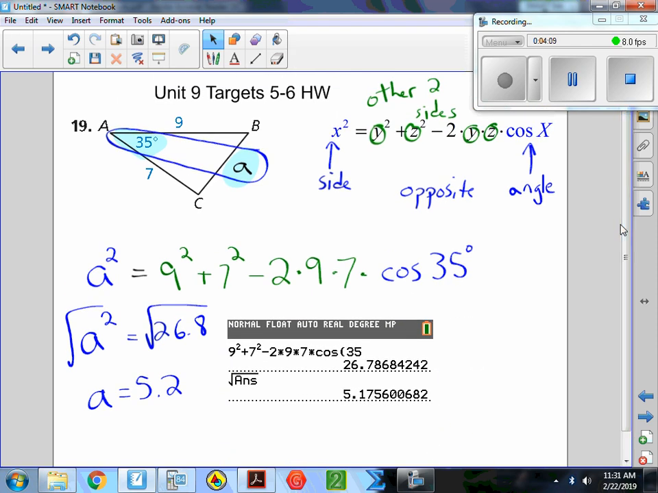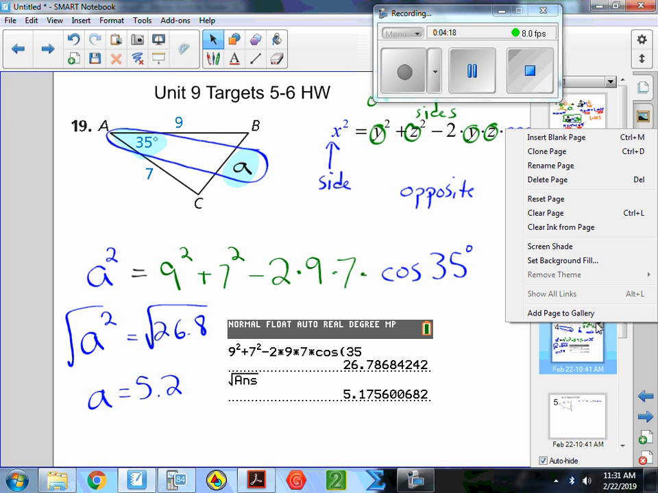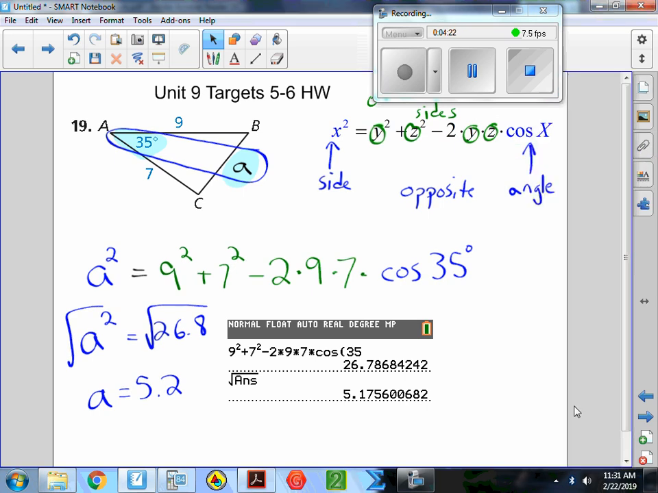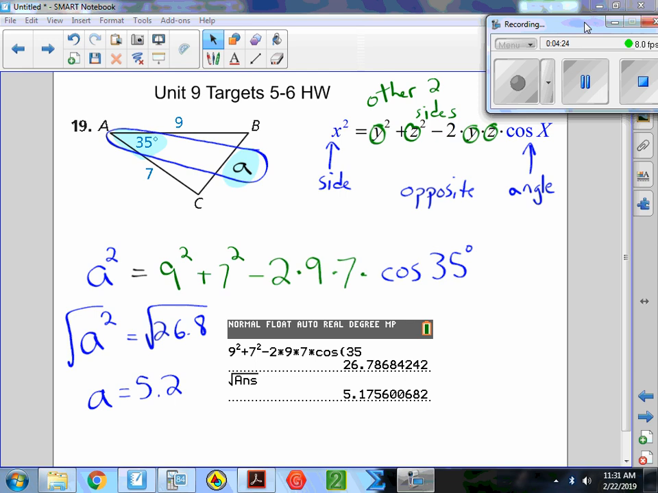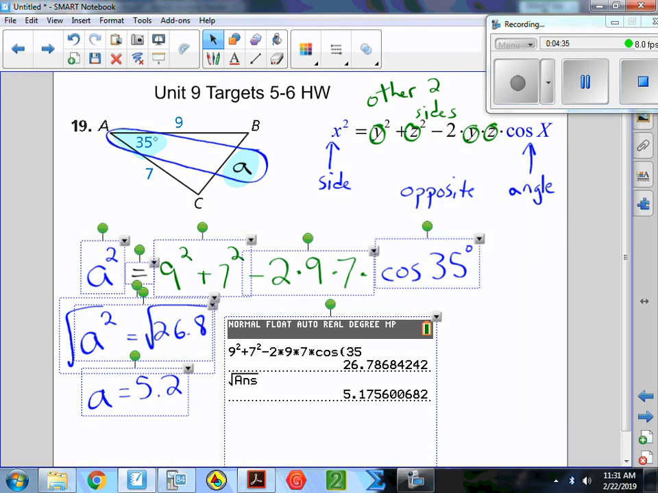All right, so I did that and I found one side. So now I have all three sides of the triangle. I'm actually going to clone this page. And what I'm going to do now is I need to go through the law of cosines again to find one of the other two angles. So I'm going to get rid of some things that I had. We know A is equal to 5.2.